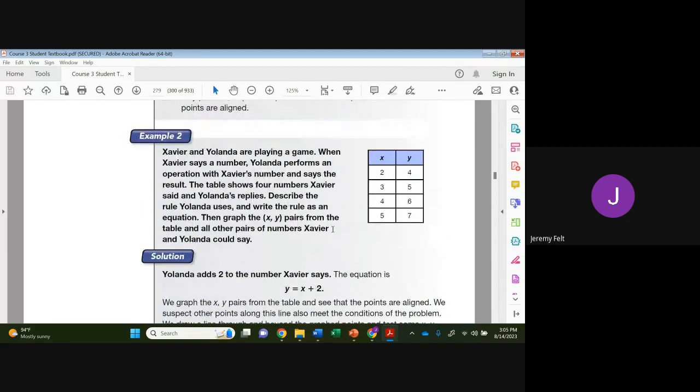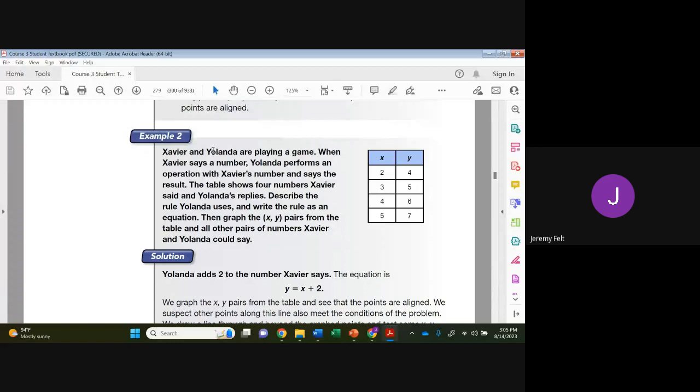You'll see some like this where they say Xanos and Yolita, or Xavier and Yolanda in this case. Again, I think they use the X and Y for the letters of the first name to help us think X and Y. Okay, but these two people are playing a game. When Xavier says a number, Yolanda performs an operation with Xavier's number and says the result. The table shows the four numbers.